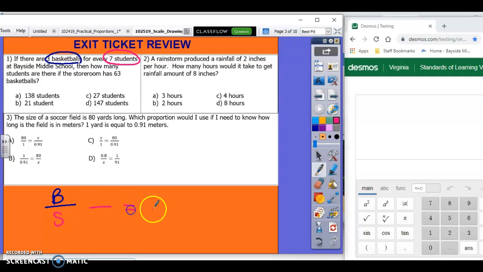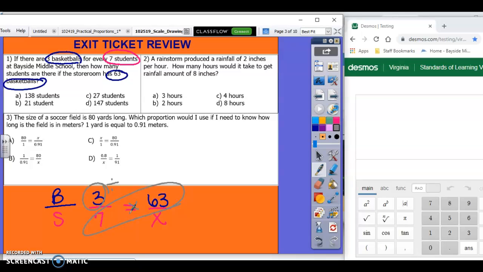So I'm going to have 2 fractions, and I'm going to start filling these numbers in. So I see it says 7 students, and what went with that was the 3 basketballs. So I'm going to put that in blue, and I'm going to keep reading, and it says how many students, so I don't know that, so now we know that we're going to put an X to hold that place value. If there are 63 basketballs, so I'm going to put 63 there. So now I just have to solve it. So I remember that I multiply the numbers that are diagonal, and I'm going to divide by what's left over.